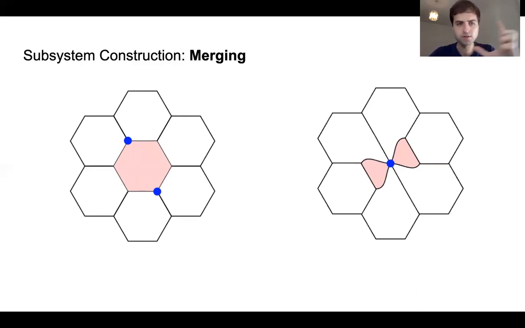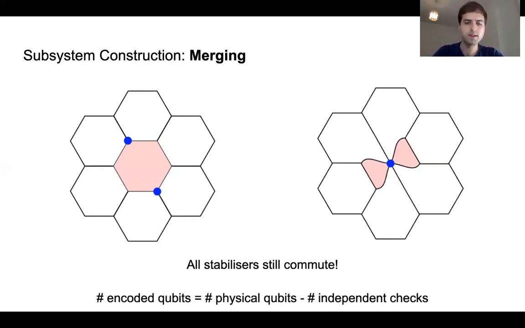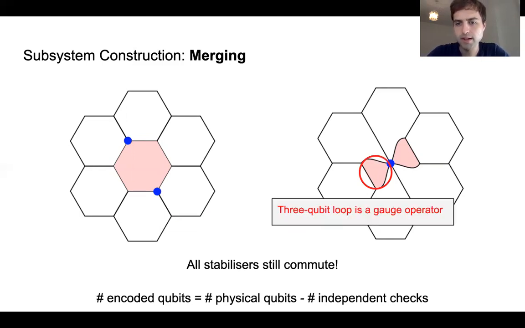So when we merge two vertices like this, all the stabilizers still commute, but the number of encoded qubits is equal to the number of physical qubits minus the number of independent checks. And so because we've reduced the number of independent checks by 1, we've introduced a logical qubit, and this 3-qubit loop operator is a gauge operator. It's a logical operator of this newly introduced logical qubit.